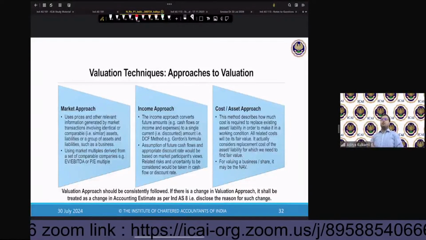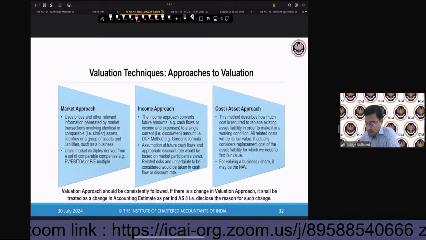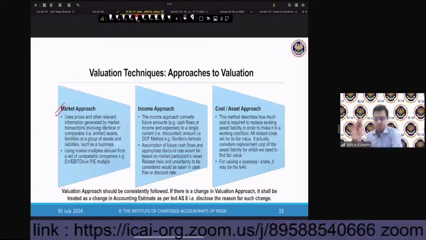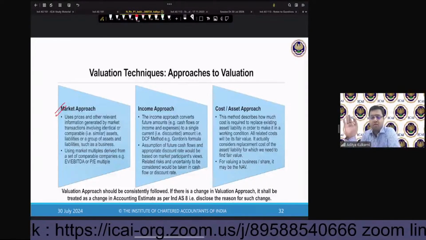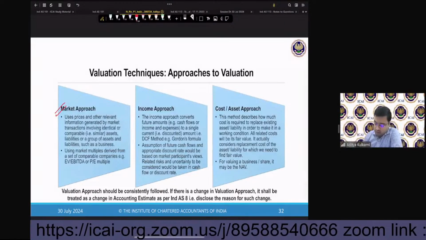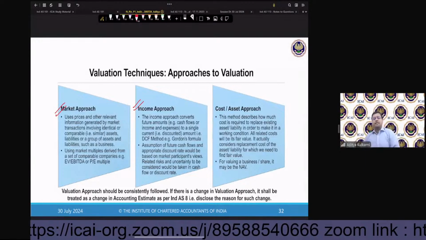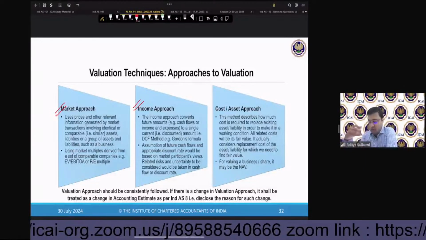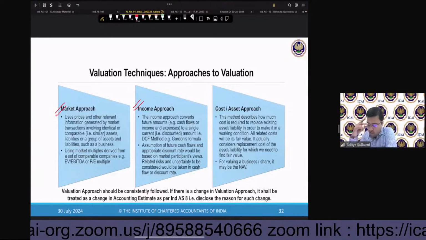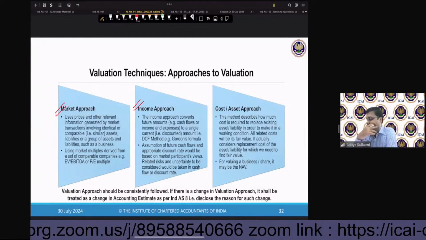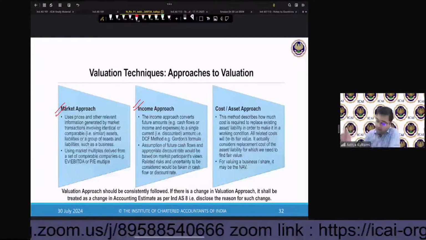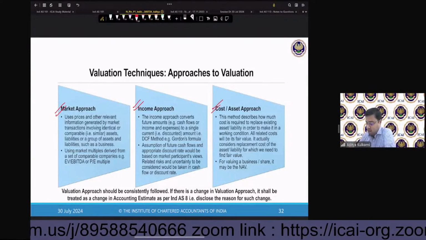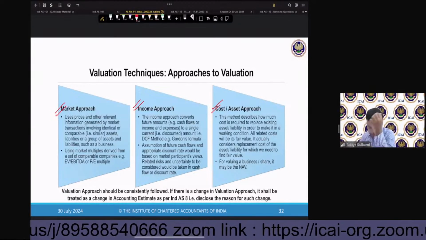Valuation techniques, or approaches to valuation. There are three approaches. First is the market approach, where you take the market price and do the valuation. Number two, the income approach, like the DCF method, where you have to assume the cash flows and the discount rate. All these are going to be your assumptions. And finally, the cost or asset approach, that is the net asset value method. Are we okay with this?